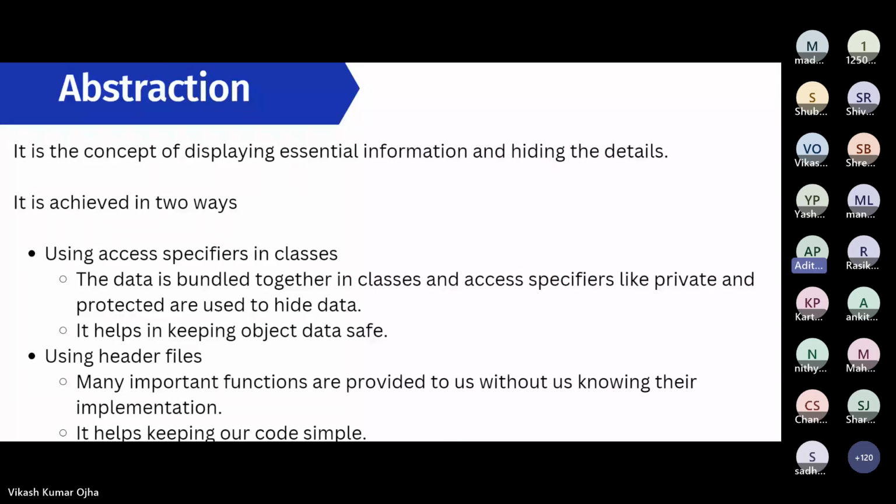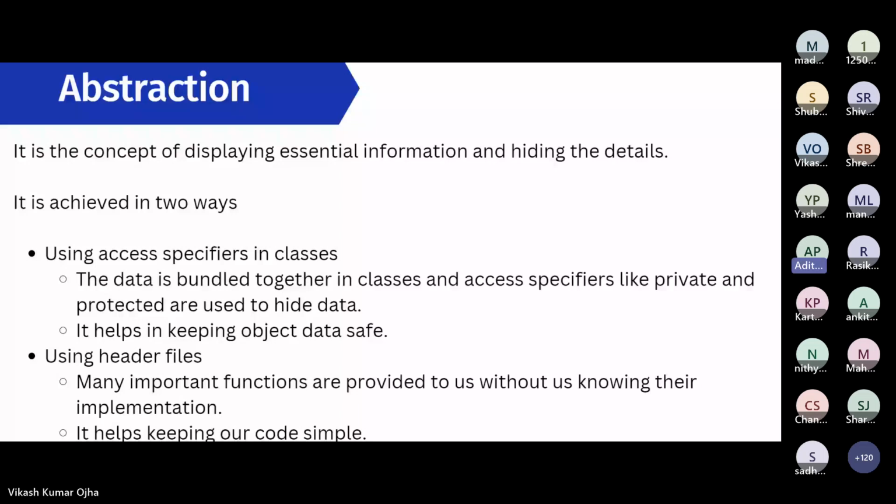First we'll cover abstraction. Abstraction is the concept of displaying essential information and hiding the details. When someone writes the code, there are really intricate details in code, like the algorithm and stuff, and a user need not know that. So the programmer decides to hide some information from the user and display only the essential stuff. It helps in keeping the code simple.